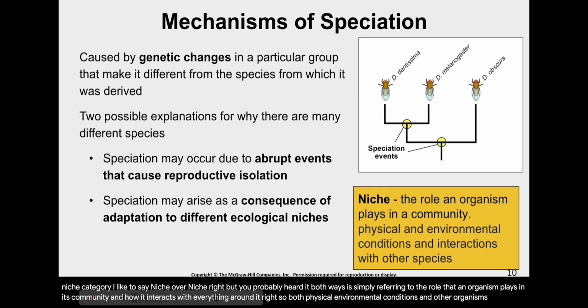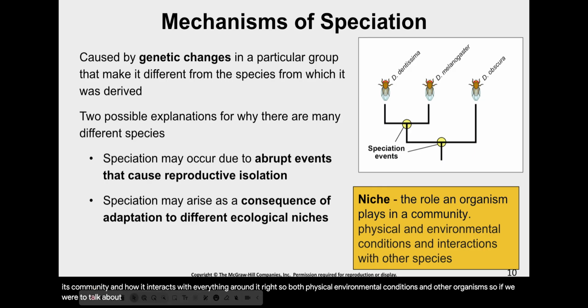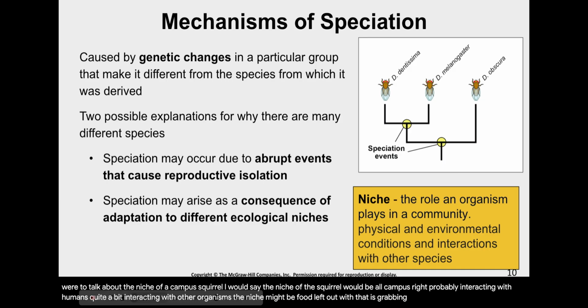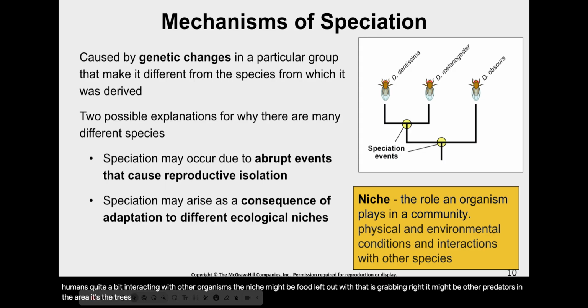So if we were to talk about the niche of a campus squirrel, I would say the niche of the squirrel would be all of campus. Probably interacting with humans quite a bit, interacting with other organisms. The niche might be food left out that it's grabbing. It might be other predators in the area. It's the trees that it climbs. It's the bushes that it hides behind. Any way that it's interacting. All right.